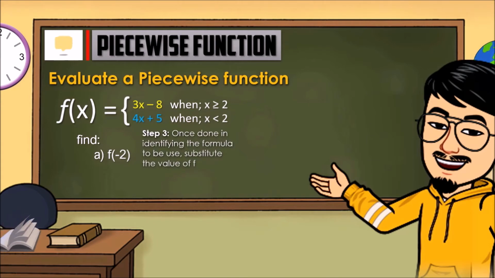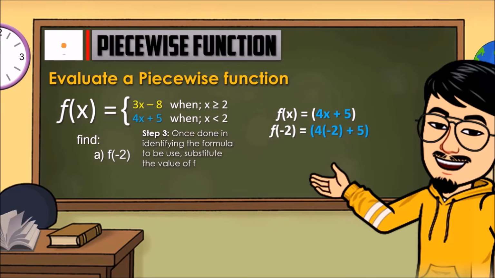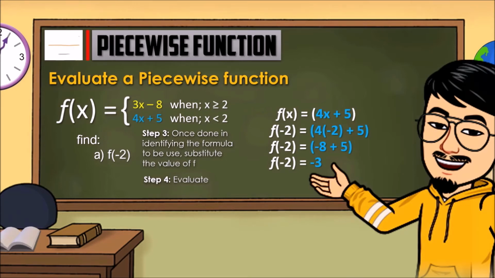Step 3. Once done in identifying the formula to be used, substitute the value of x. So we have f of x is equal to 4x plus 5. So we have f of negative 2 is equal to 4 times negative 2 plus 5. Step 4 is to evaluate. We have f of negative 2 is equal to negative 8 plus 5. Therefore, f of negative 2 is equal to negative 3. Do this step for the succeeding values of x.